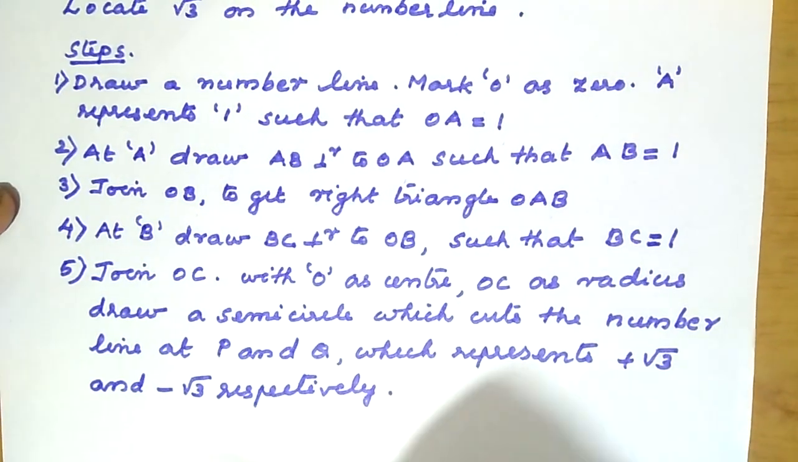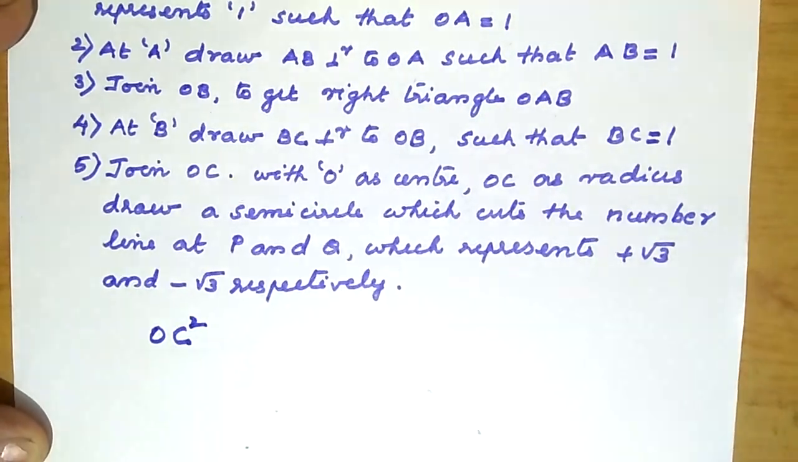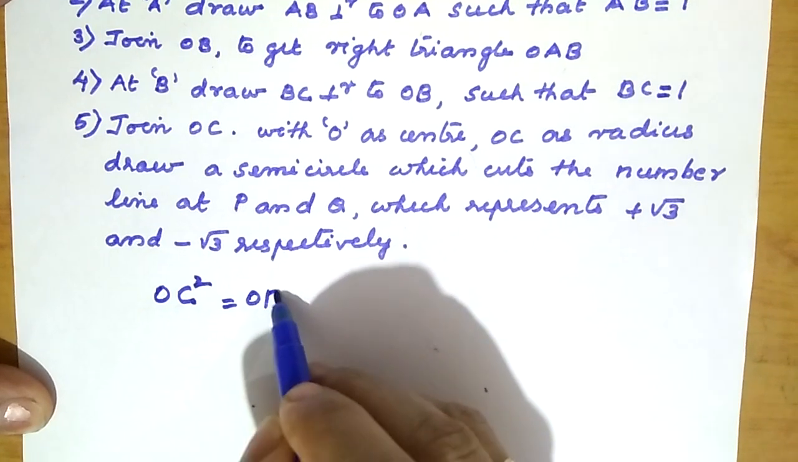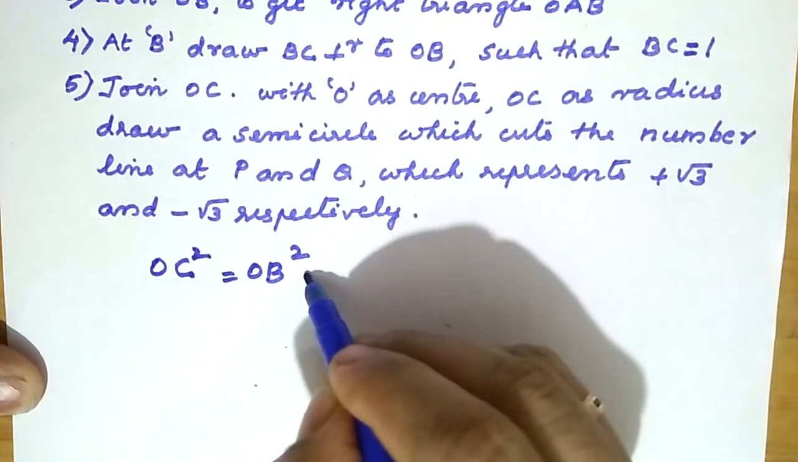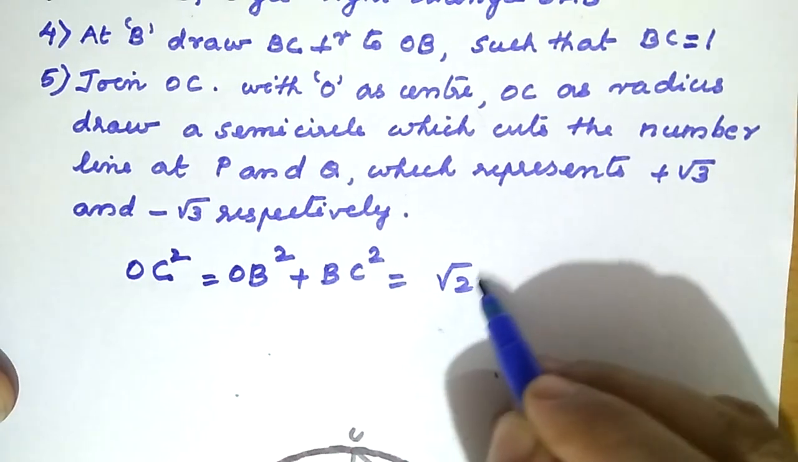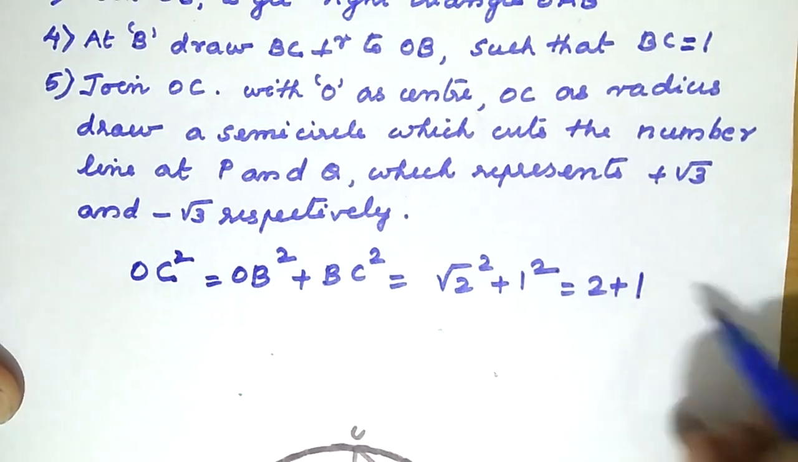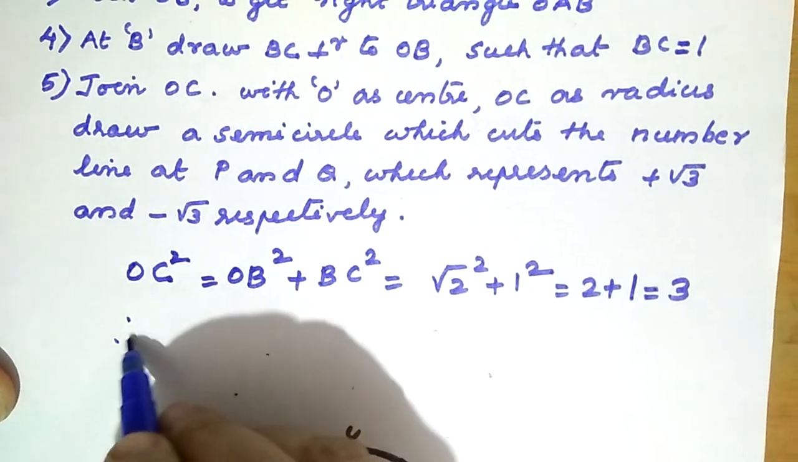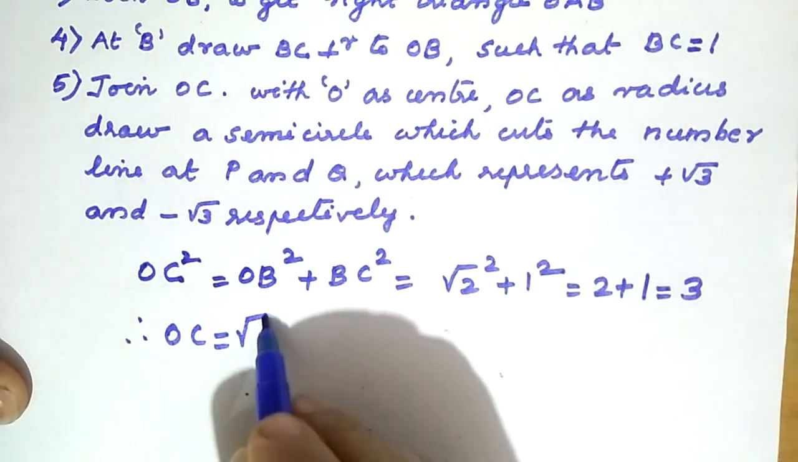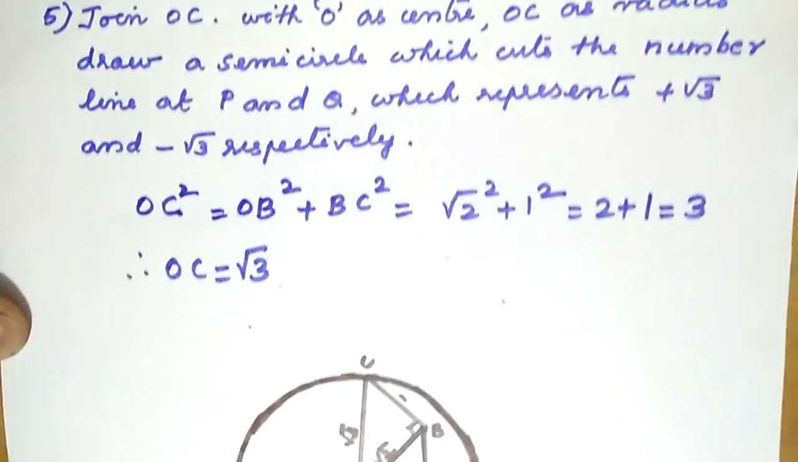Along with this, you have to write OC square equal to OB square plus BC square. That means root 2 square plus 1 square equal to 2 plus 1 equal to 3. Therefore, OC equal to root 3. This also we should add with the steps. After that, your complete diagram.